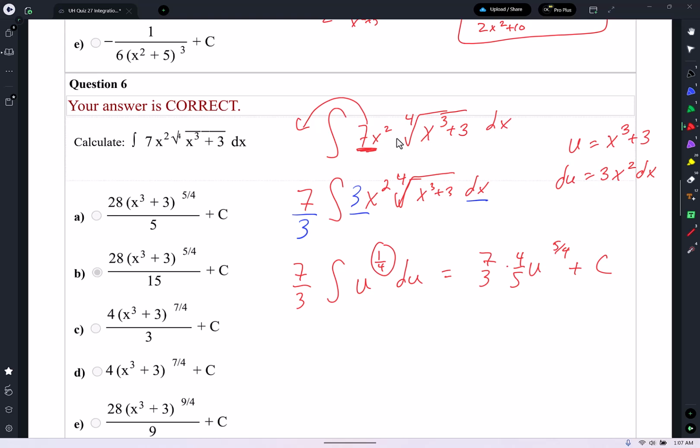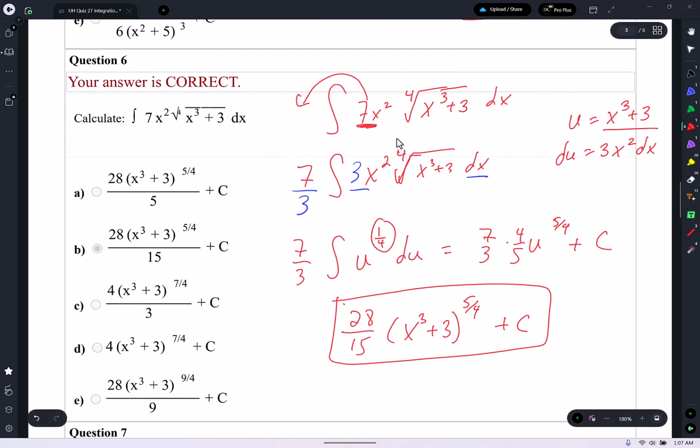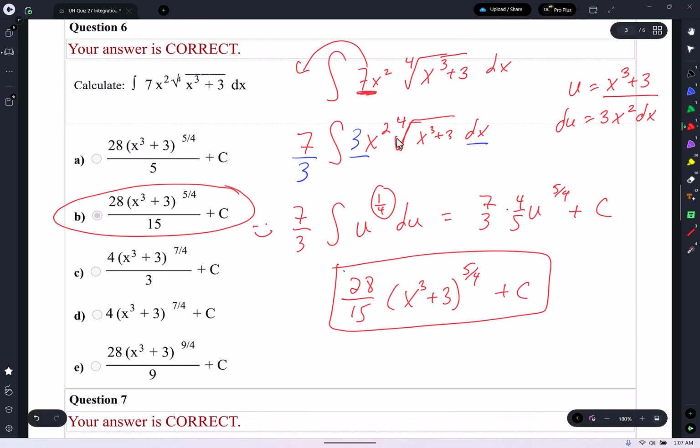So let's see. 7 times 4, 28. 5 times 3, 15. And then parentheses, the u was x squared plus 3, so x cubed plus 3, close it to the 5/4 plus c. And there it is, guys. So let's look for that. And here it is. Yay. All right, let's go to the next one.